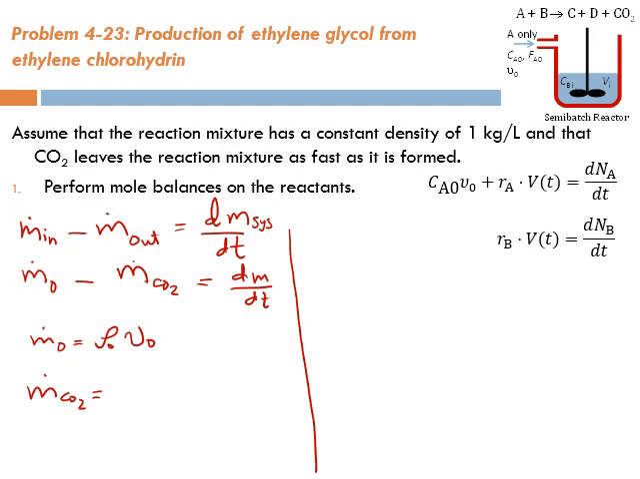Well, let's see what this says. It says, assume blah blah, and assume that CO2 leaves the reaction mixture as fast as it is formed. So the rate at which CO2 is leaving the system equals the rate at which it is formed, correct? So what is the rate at which CO2 is formed?